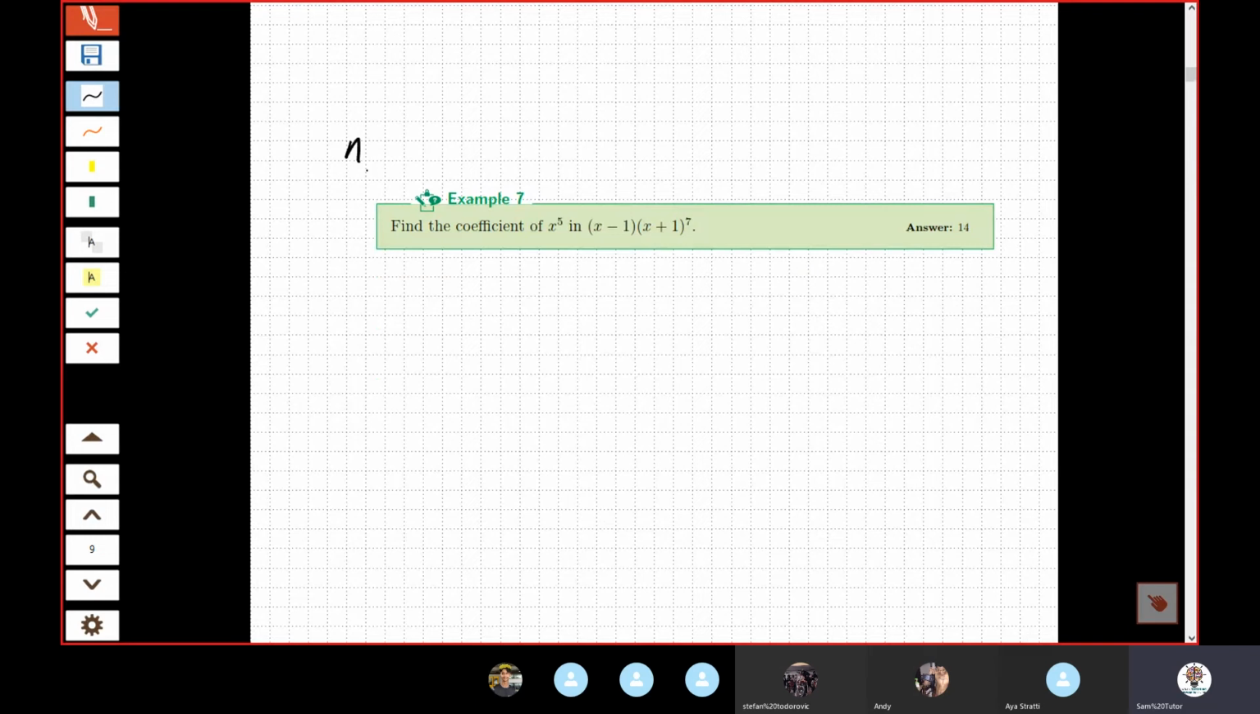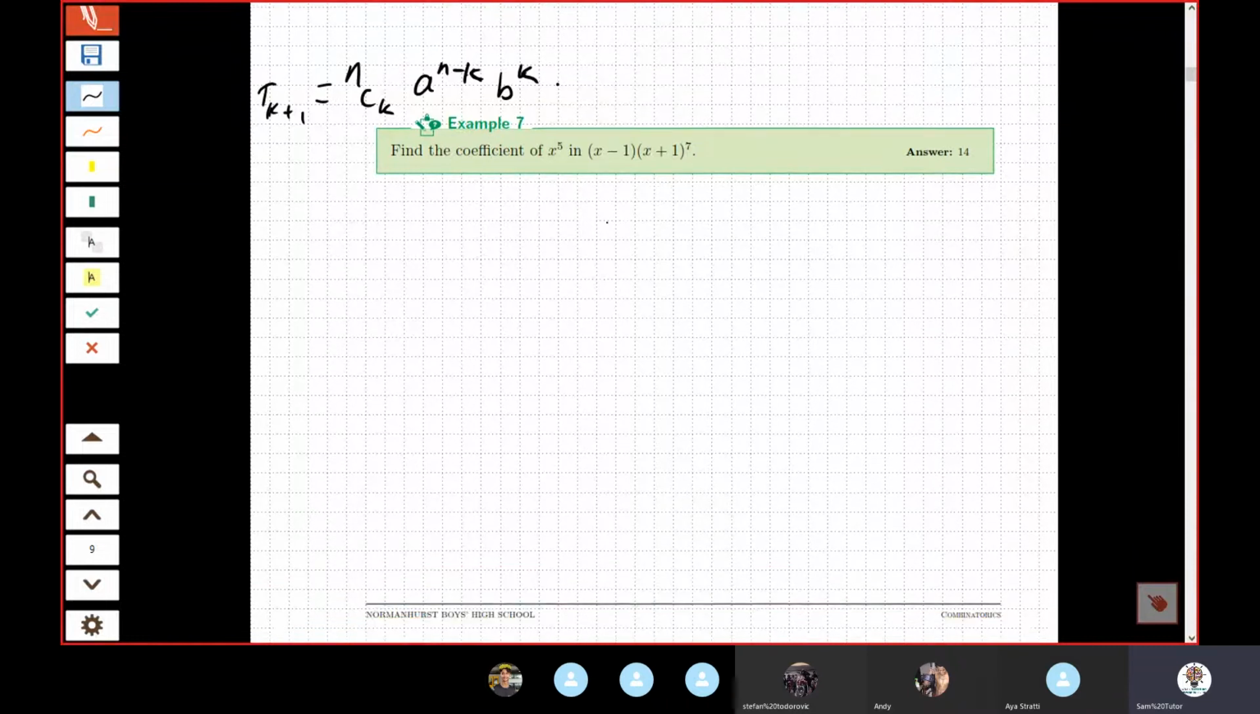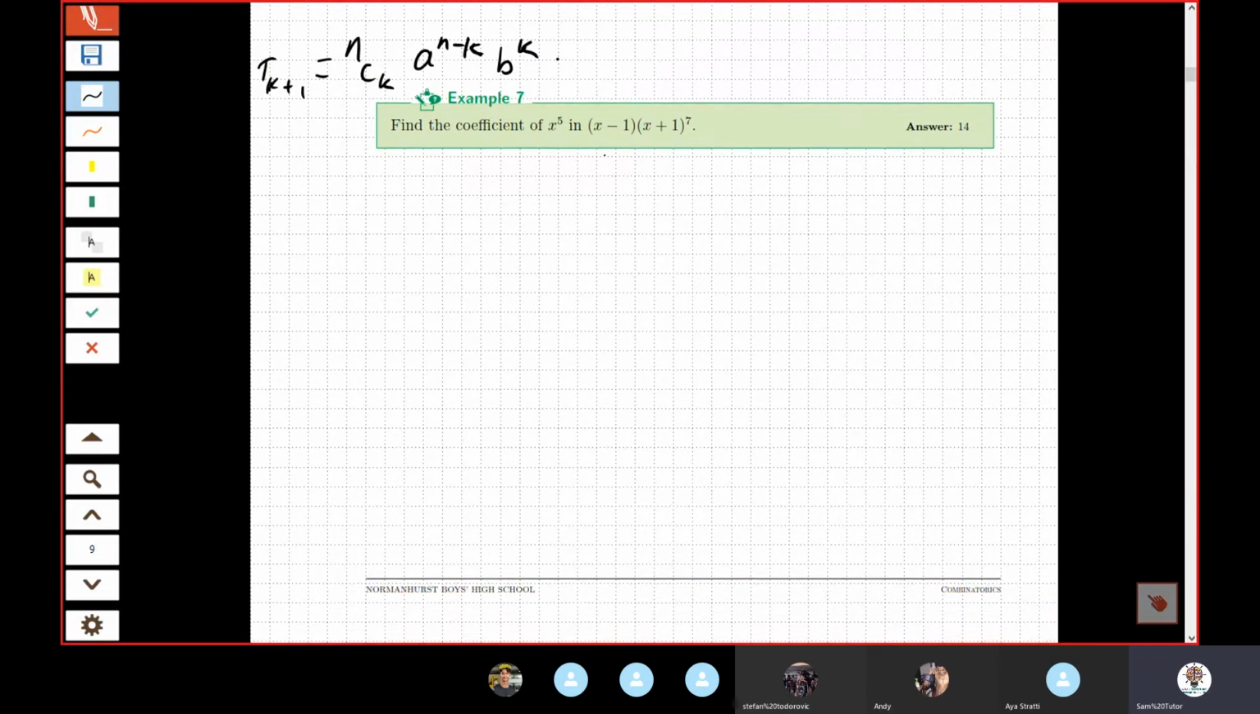So what do we know? We know n choose k is the k plus 1th term. For now, you don't get fancy. n choose k, a to the n minus k, and b to the k. Okay, same, find the coefficient of x to the 5 here. All right, so for this one here, for the first bracket, let's just do it slowly.